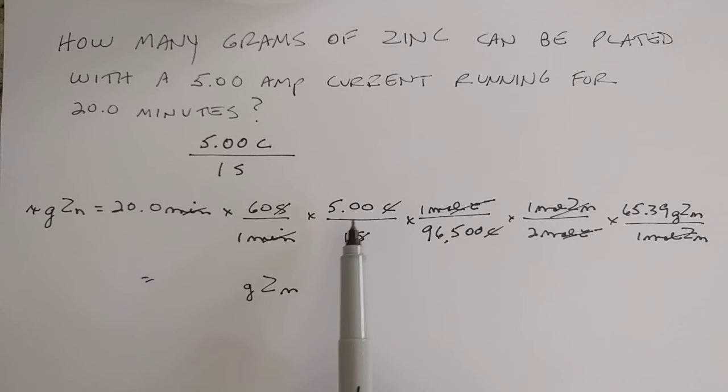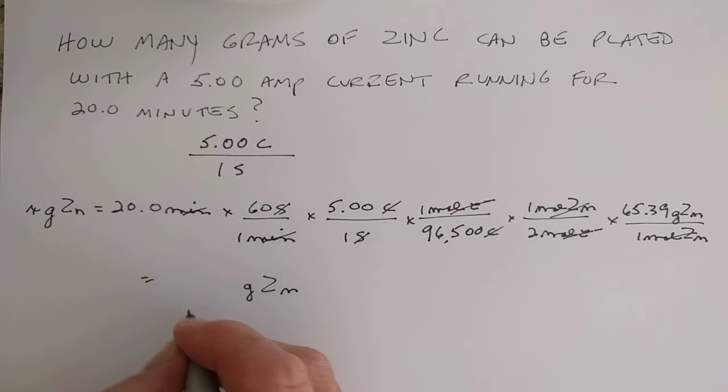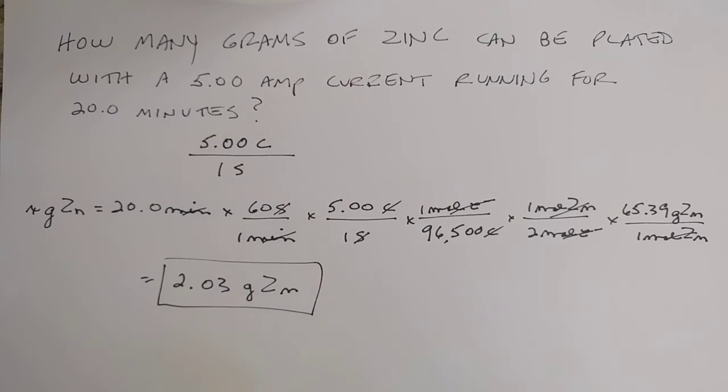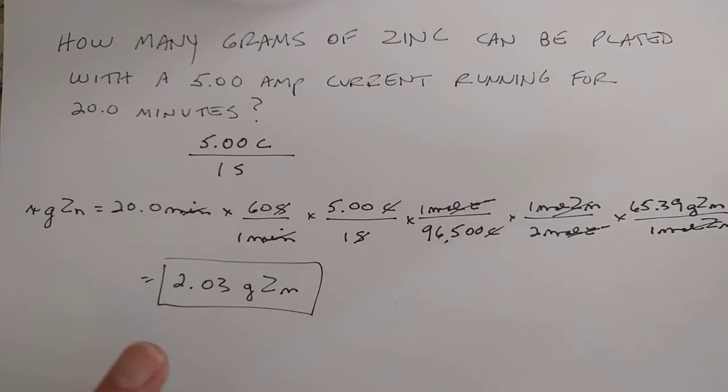Sig figs: 3, unlimited, 3, 3, unlimited, so 3 sig figs we need for that. So 20 times 60 times 5 divided by 96500 divided by 2 times 65.39 equals. All right, so we get 2.03 grams of zinc get plated onto the zinc electrode when we have 5 amps of current for 20 minutes. Okay, let's do another one of these.